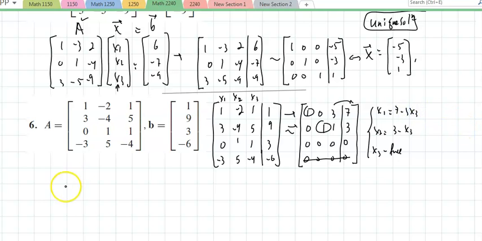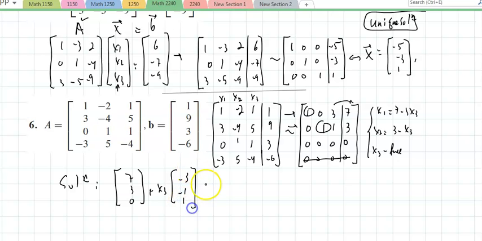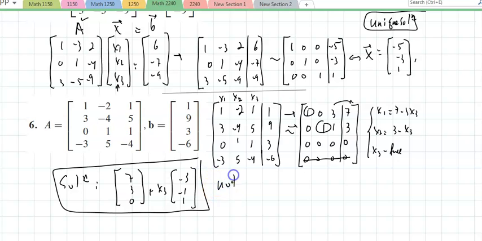So basically the solution is really 7, 3, 0 plus x3 times negative 3, negative 1, and 1. You really want to start writing the answer this way. This is not unique.